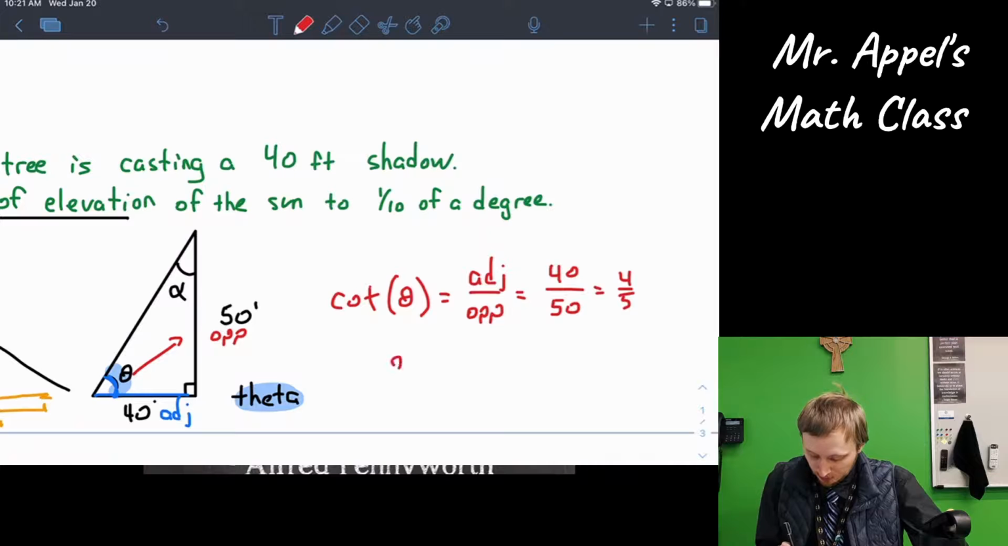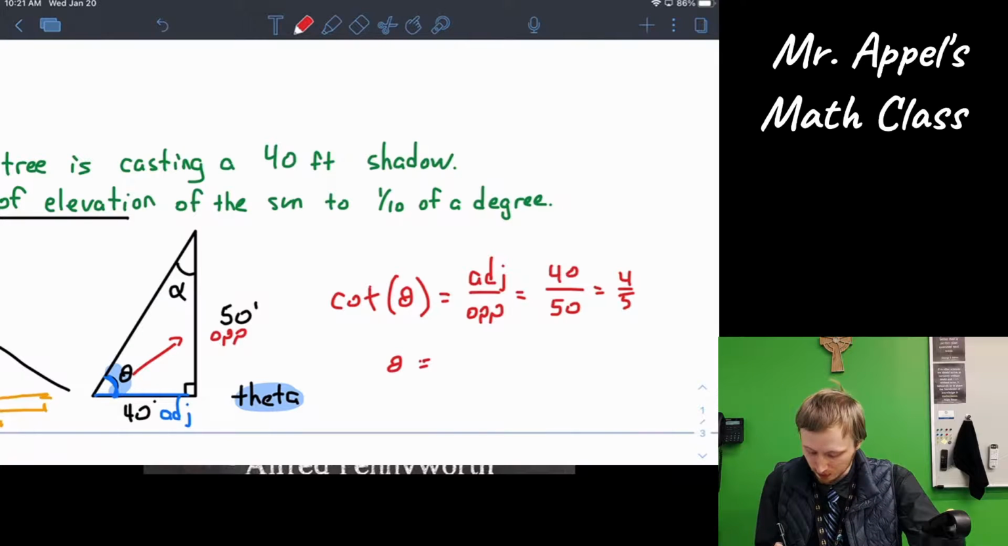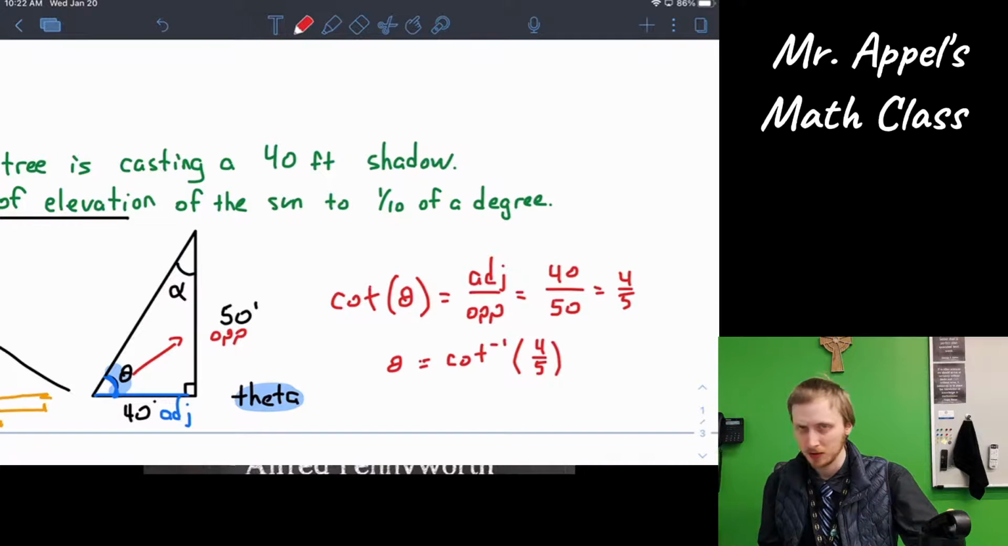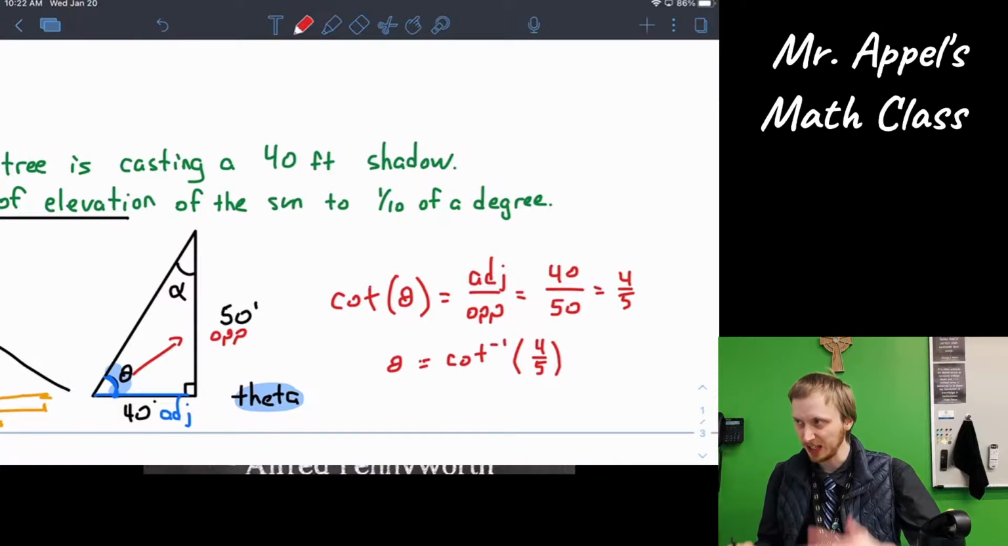We want to find theta. So we have to use the inverse function on your calculator, right? Second, inverse. So I want inverse cotangent of 4/5. Mr. Eppa, I don't have a cotangent button on my calculator, let alone an inverse cotangent button. What are you doing to me?